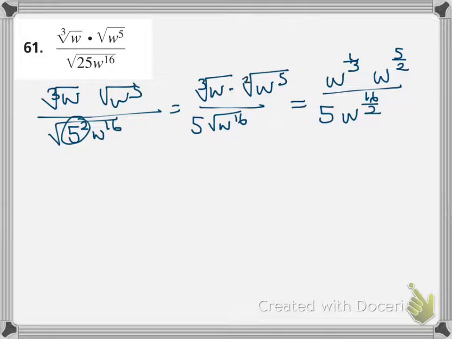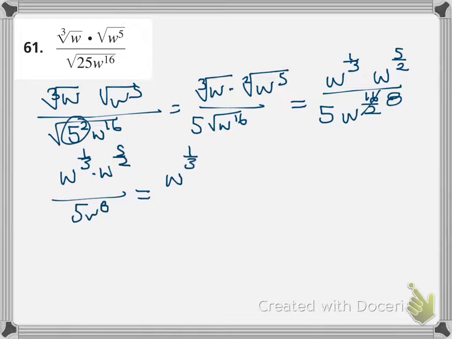Okay, the index is 2 here. And this bottom one becomes an 8. So now we have w to the 1/3 times w to the 5 halves all over 5w to the 8th. Now in the numerator, we can just add the exponents, 1/3 plus 5 halves, and then 5w to the 8th.